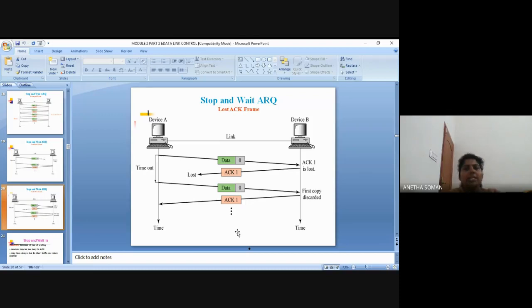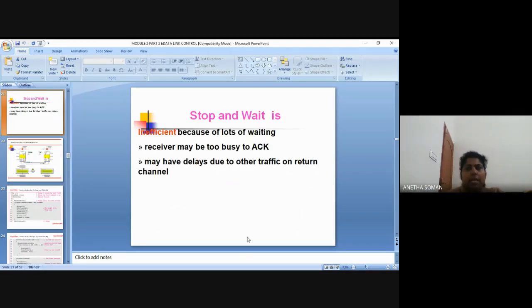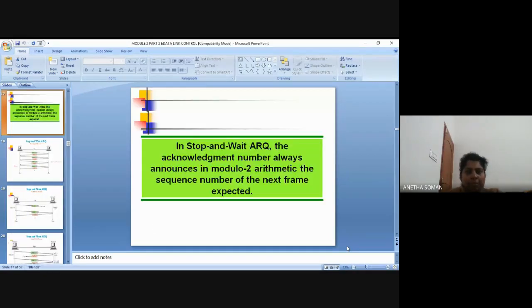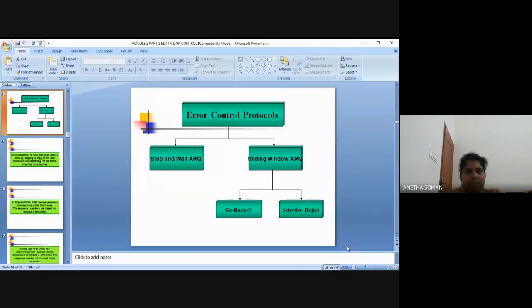So these are the three cases of retransmission of data in stop and wait ARQ: lost frame, damaged frame, and lost acknowledgement frame. This type of protocol is inefficient because you have to wait a lot, and sometimes the receiver will be busy acknowledging, so delay can happen. Okay, so I'm stopping here today. Let us review what we have seen today.